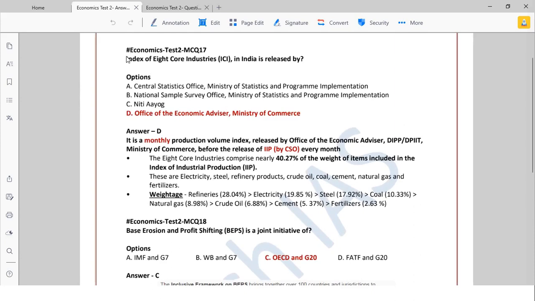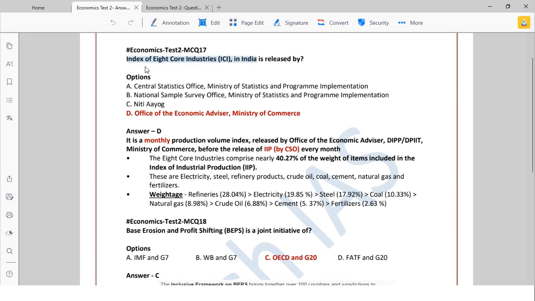Okay, now, the index of 8 core industries in India is released by... okay, so there are a lot of indexes which India is releasing, and world bodies are releasing. So this is India specific. In India, there are a lot of industries, and among them we consider 8 industries or 8 sectors very important, the core sectors. So that is always a UPSC favorite topic also.